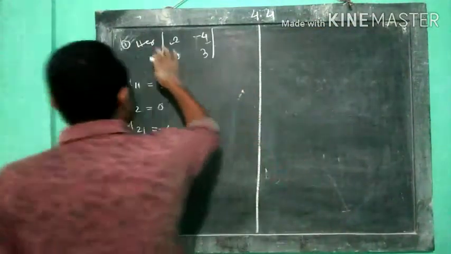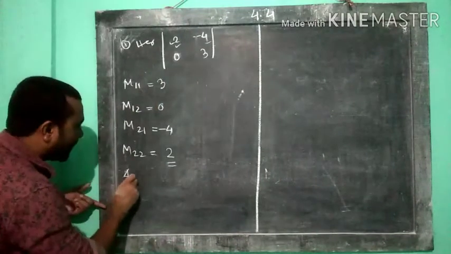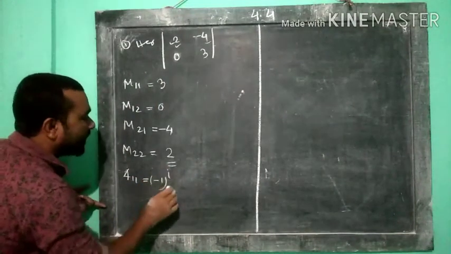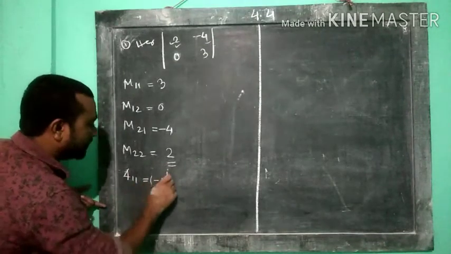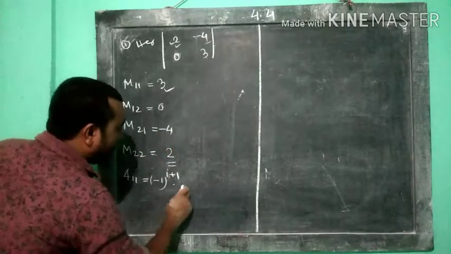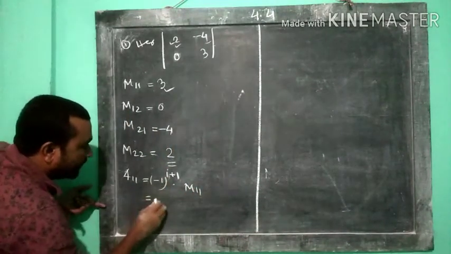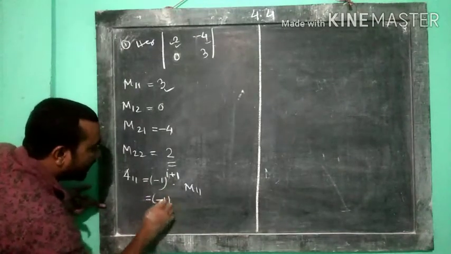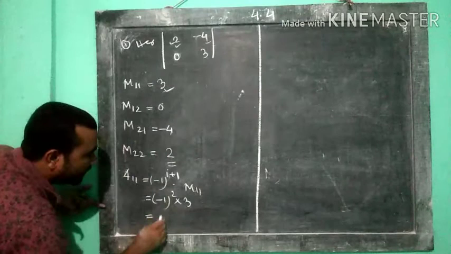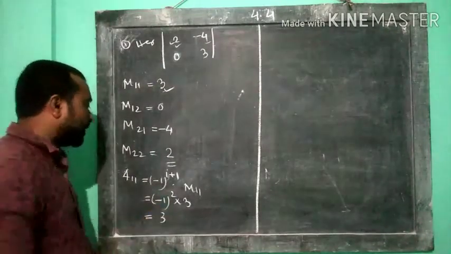Now the cofactor of this one, suppose this is denoted by A11. The A11 formula is what? Minus 1 to the power i plus j, that means 1 plus 1, into the minor, that means M11. So this is minus 1 whole square into M11, which is 3. So this is equal to what? Minus 1 square is 1, into 3 is 3.